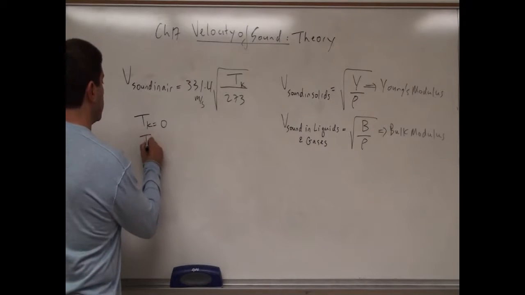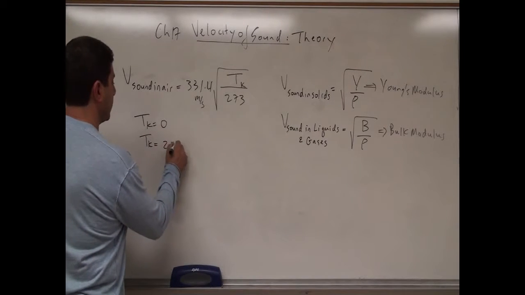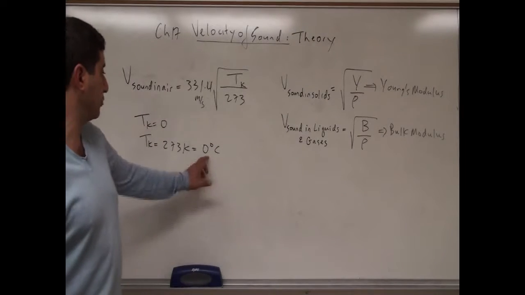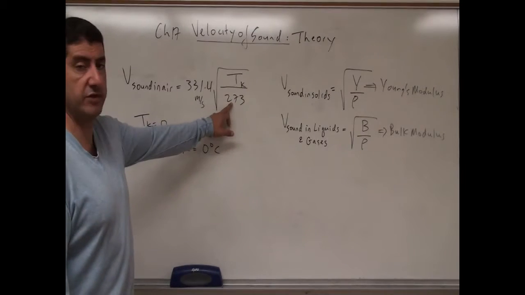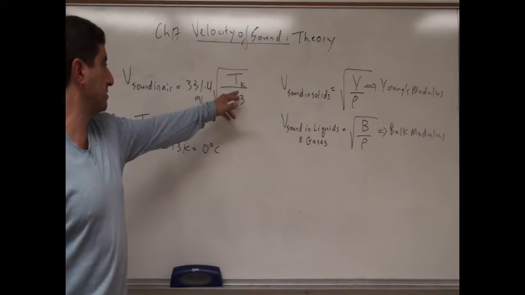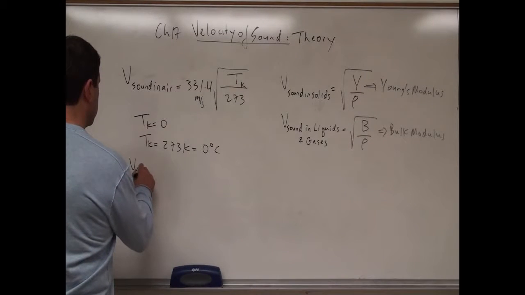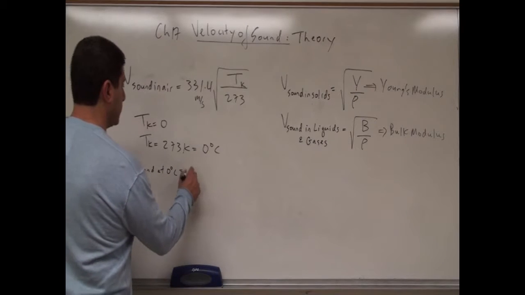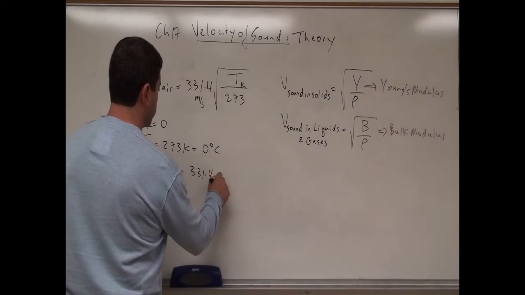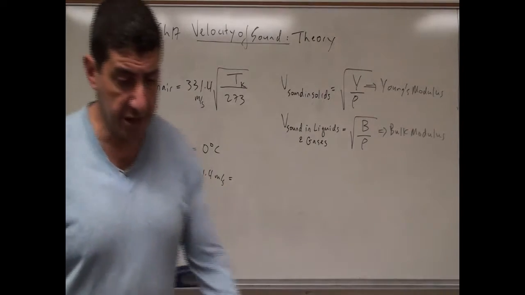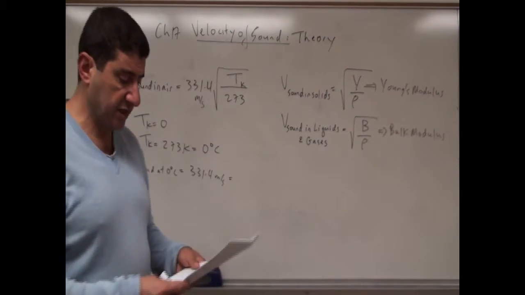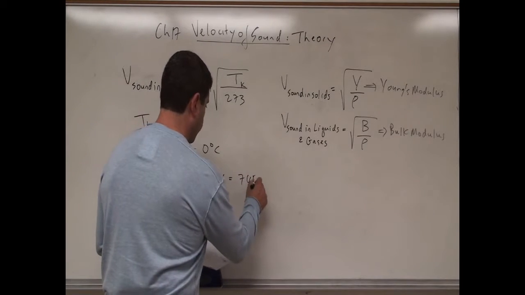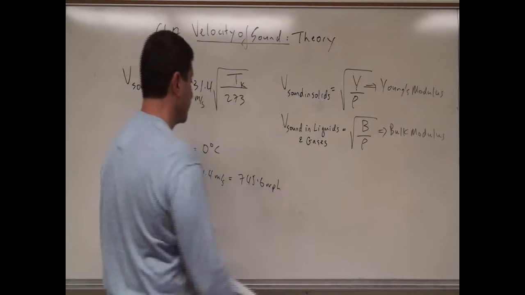So then if the temperature is 273 Kelvin, which is equal to 0 degrees Celsius, then we can put here 273 over 273, and then you get square root of 1. And then velocity of sound at 0 degrees Celsius is going to be 331.4 meters per second. And if we convert that to miles per hour, we see that it's equal to roughly 745.6 miles per hour, right?